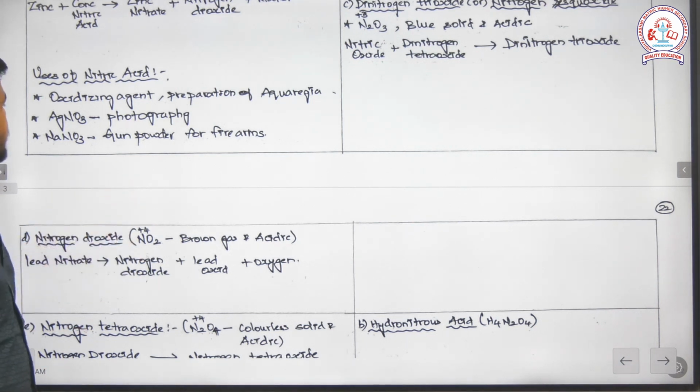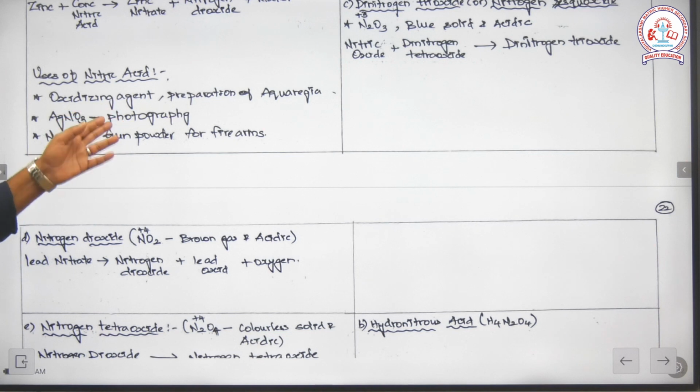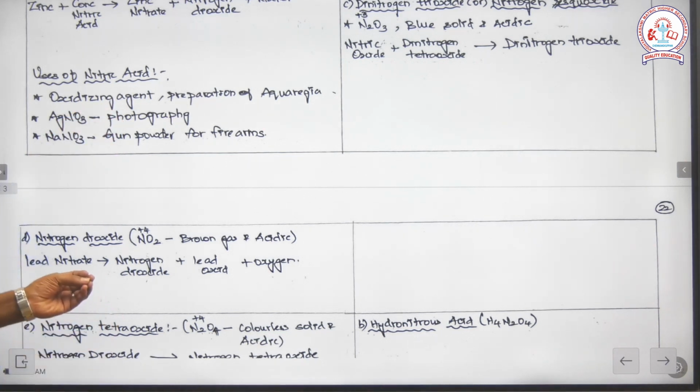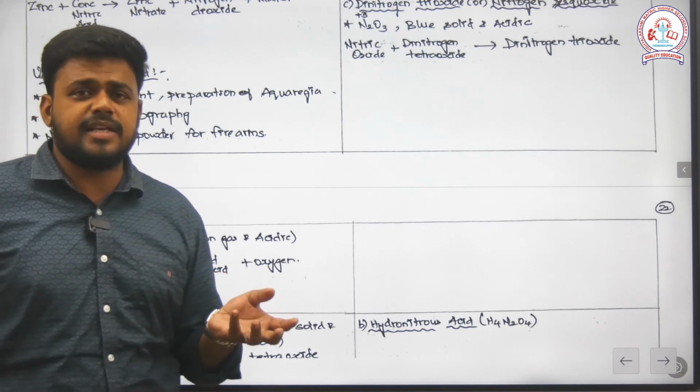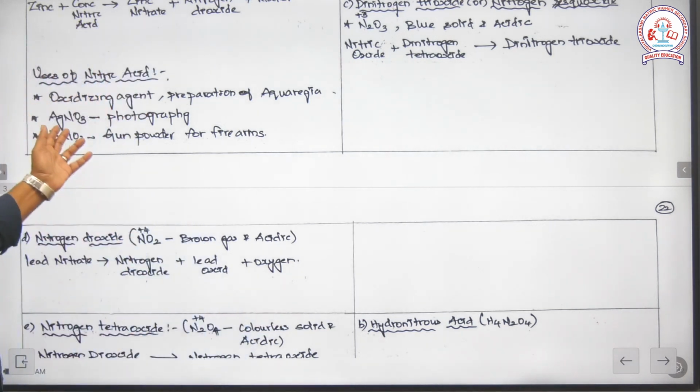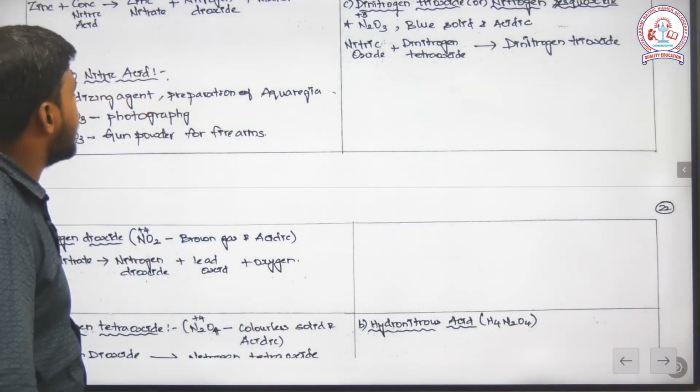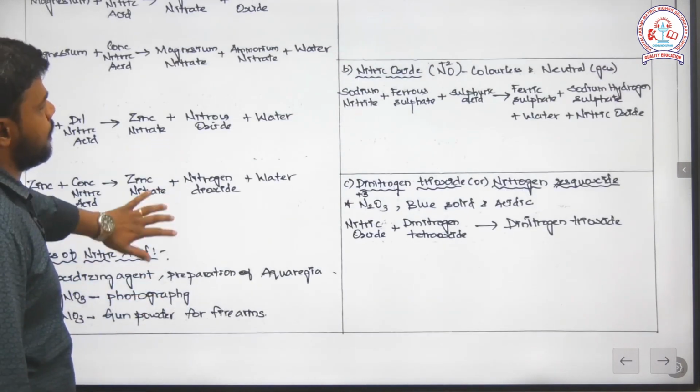Then uses of nitric acid. Nitric acid is used as an excellent oxidizing agent, and it is also used in the preparation of aqua regia. Aqua regia is the combination of HCl and nitric acid. Then silver nitrate is widely used in photography. Then sodium nitrate is used as gunpowder in firearms. So this is regarding nitric acid.